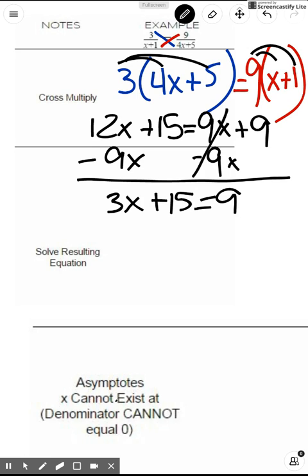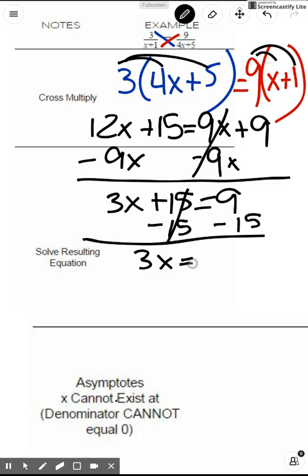Now, like I said, all the x's have to be on one side, all the numbers on the other. So I'm going to move the 15 now. I'm going to subtract 15 on both sides. So I have 3x equals negative 6, I believe. Yes. Okay. And then I have to divide by 3 on each side, and I got x equals negative 2.